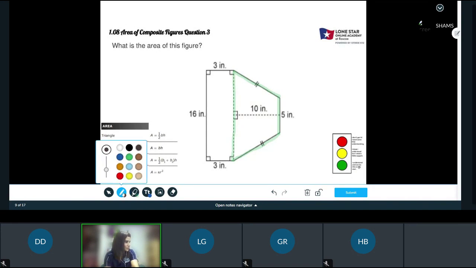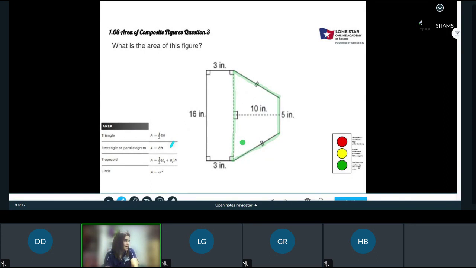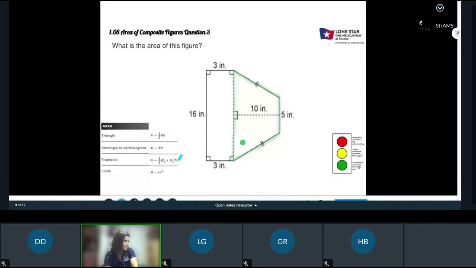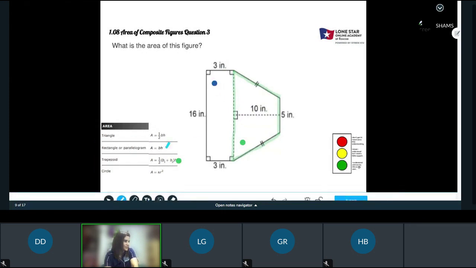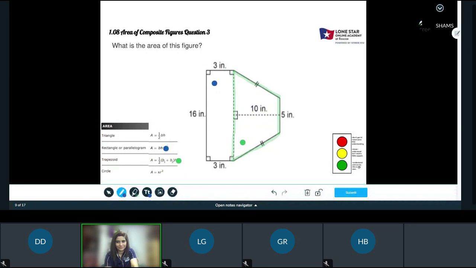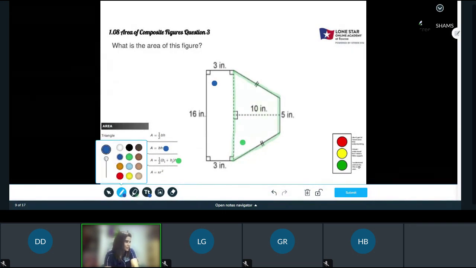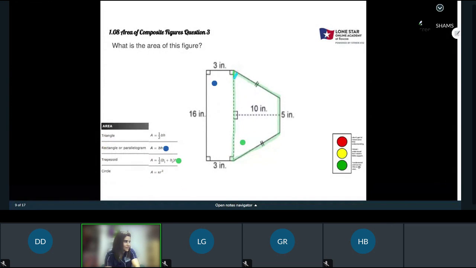So I'm going to color code my work and mark this one in green. I know this is the formula for a trapezoid. Then the other one I have is a rectangle. Here is the formula for a rectangle. To find the area of a trapezoid, you need to have two bases and you will add the bases. Those bases are the parallel sides of the trapezoid.